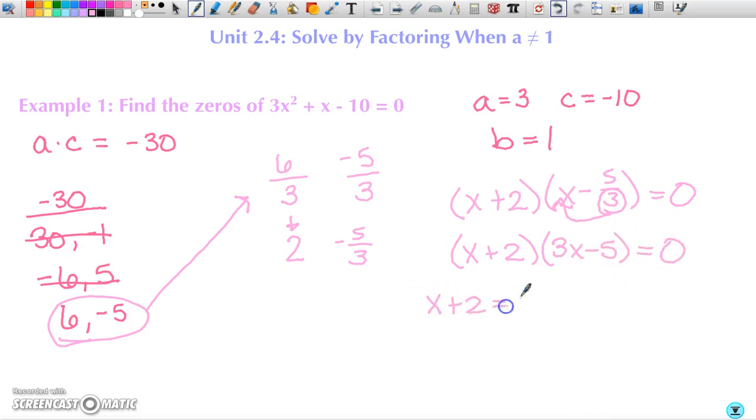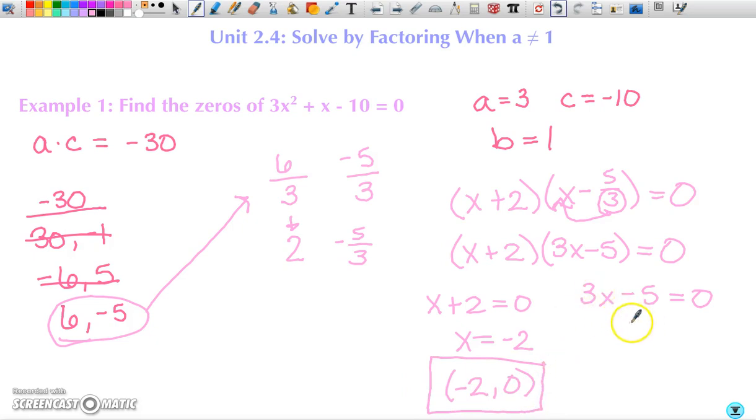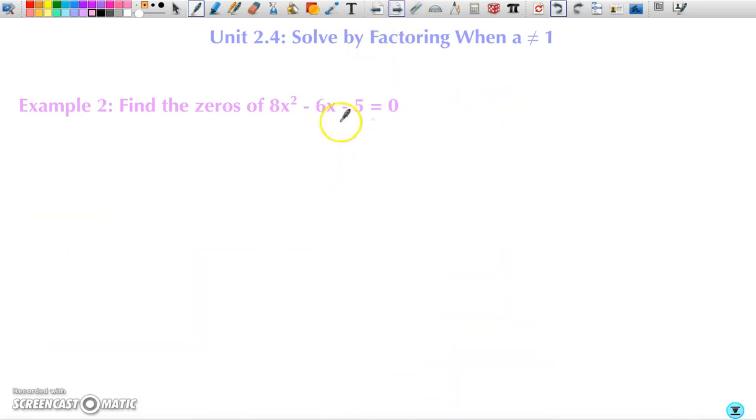And then you set each individual factor equal to 0. So once you solve that, you end up with x equals negative 2, which would be the coordinate point negative 2, 0. So there's one of them. And over here you get 3x equals 5, or x equals 5/3. So your coordinate point 5/3, 0, as your second 0 to this equation. Okay, so just one more example and then we are totally done.